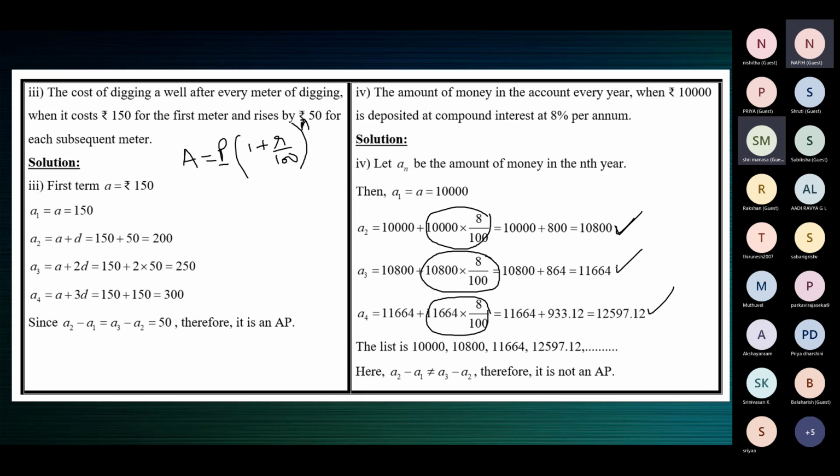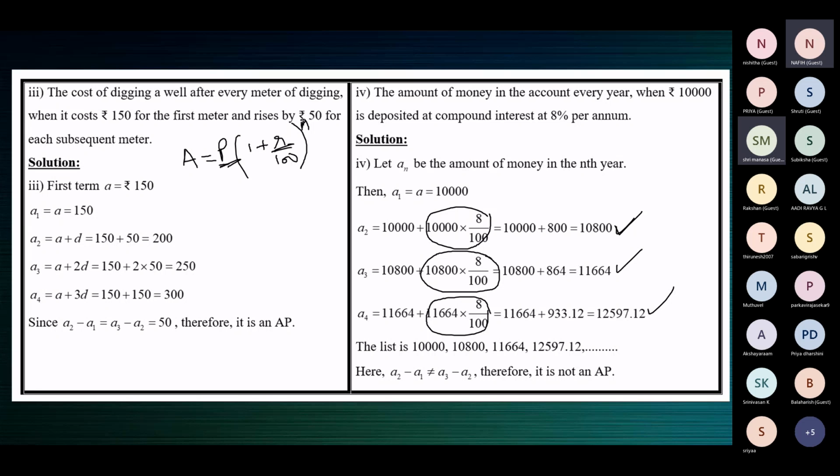You will get A3. See, if you're using this formula, you should not change P and R. P is 10,000. R is 8. You should change the value of N. N1, N2, N3, N4, and so on.